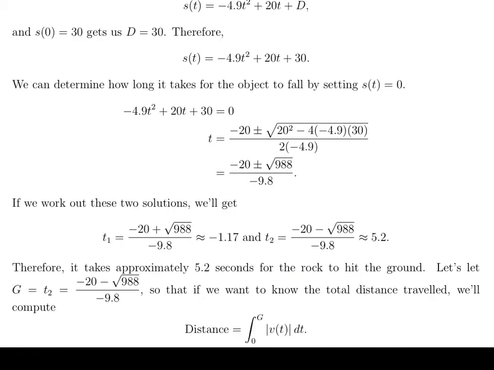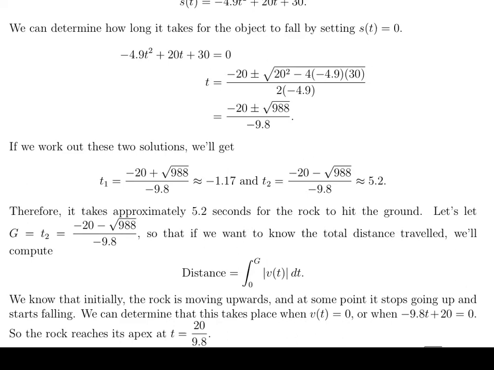Right, so to compute the distance traveled, we're going to compute the integral from 0 to g of the absolute value of v of t. I'm using g, by the way, to just indicate ground. That's the time when it hits the ground. And remember that the distance traveled can be calculated using an integral of the speed.